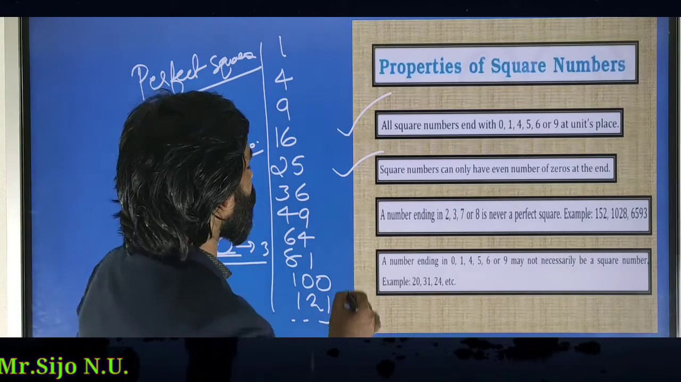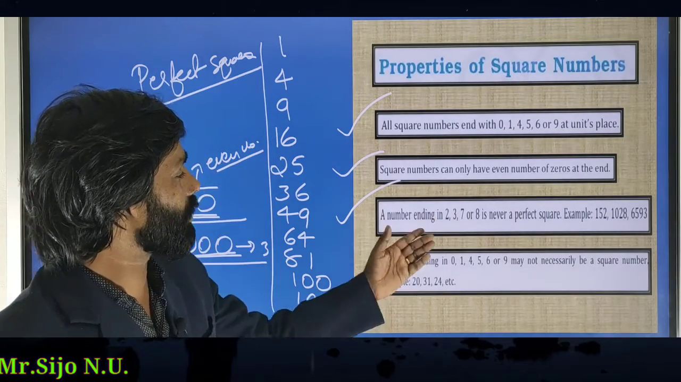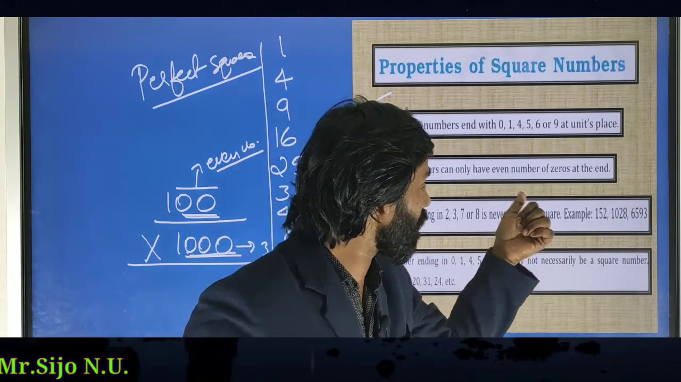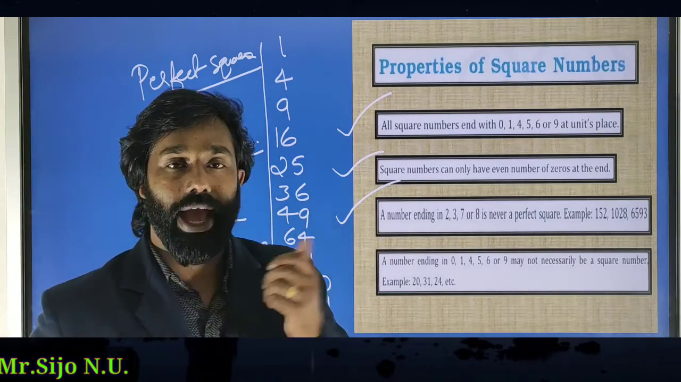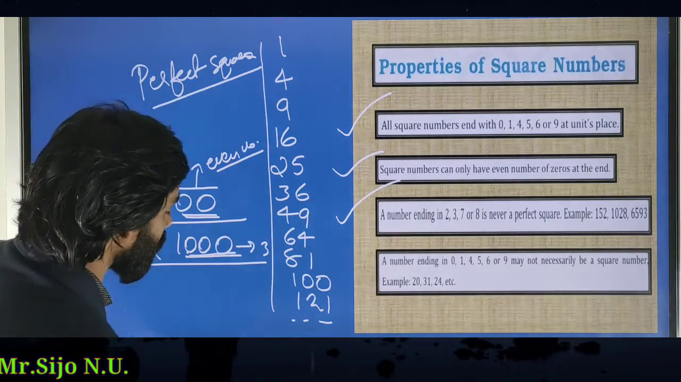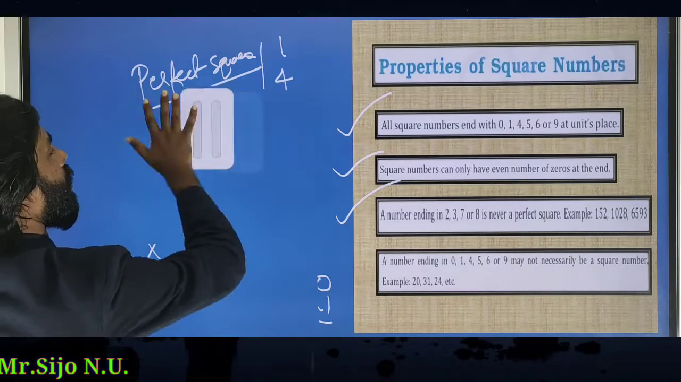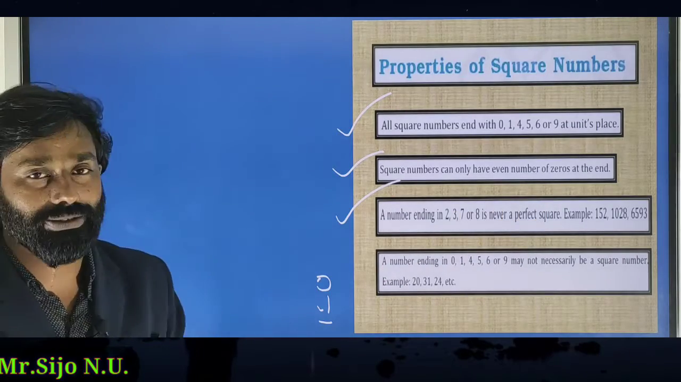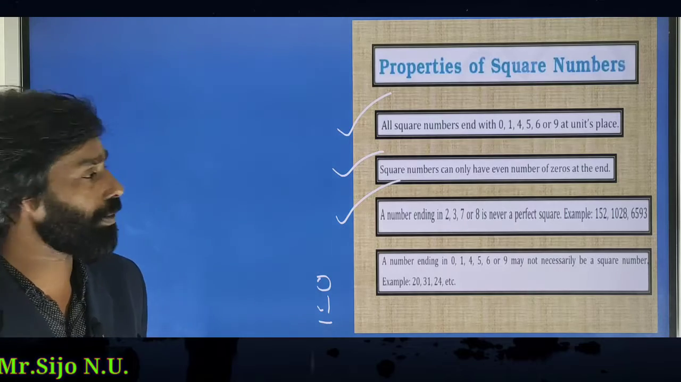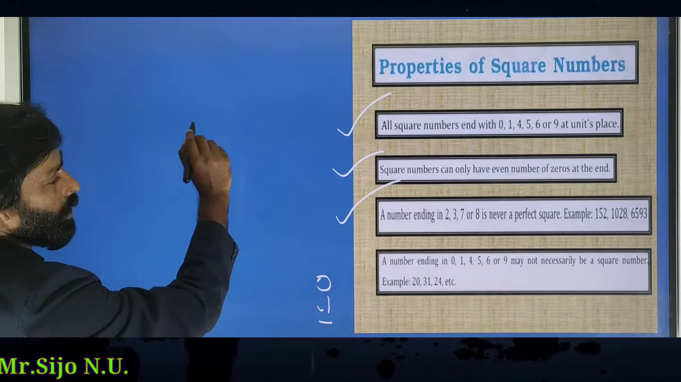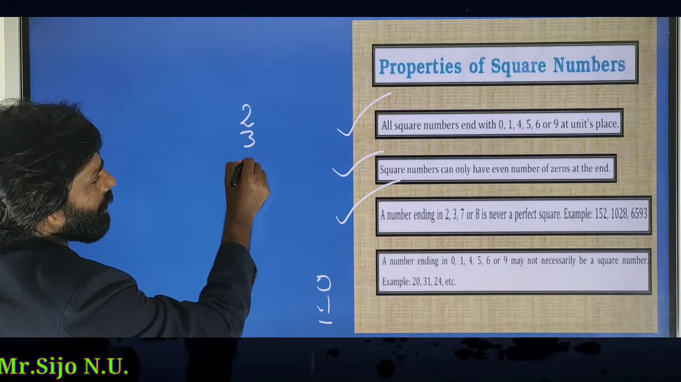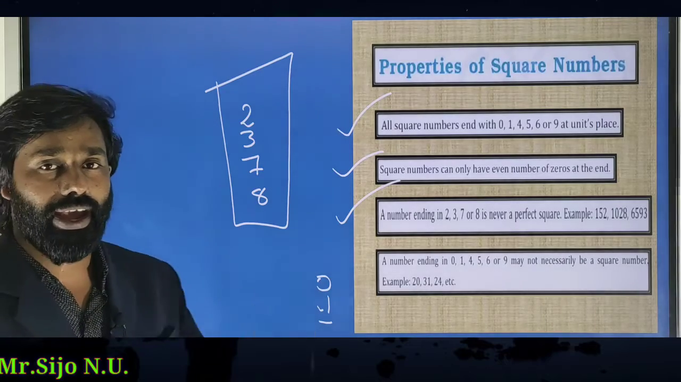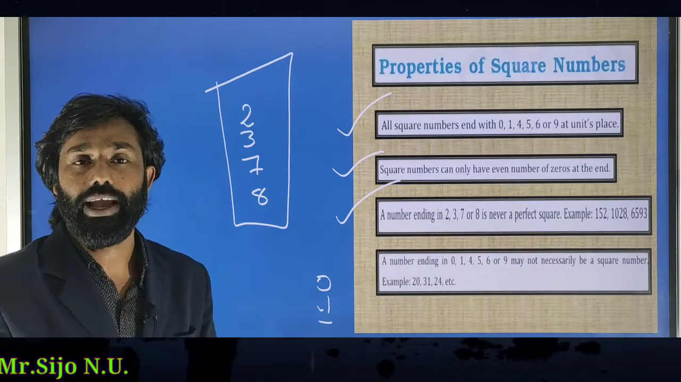And now what's the next property? A number ending in 2, 3, 7 or 8 is not a perfect square. If you are getting a number and that number ends with any one of these digits, we can say that it is definitely not a perfect square number. What are those digits? Yes, 2, 3, 7 or 8. If the number ends with these digits, it cannot be a perfect square.